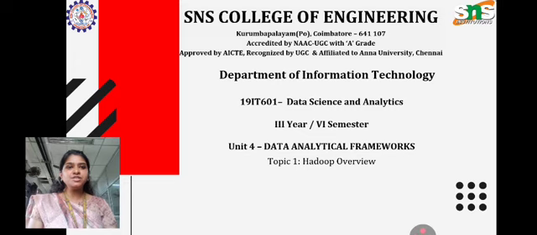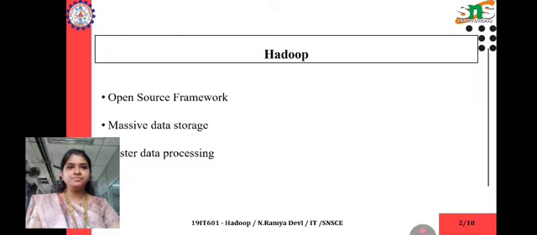Today I'm going to share a small article regarding Hadoop. So what is Hadoop? Hadoop is an Apache open source framework written in Java that allows distributed processing of large data sets across clusters of computers using simple programming models.